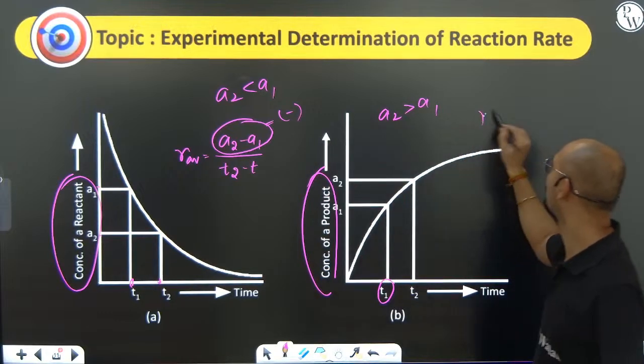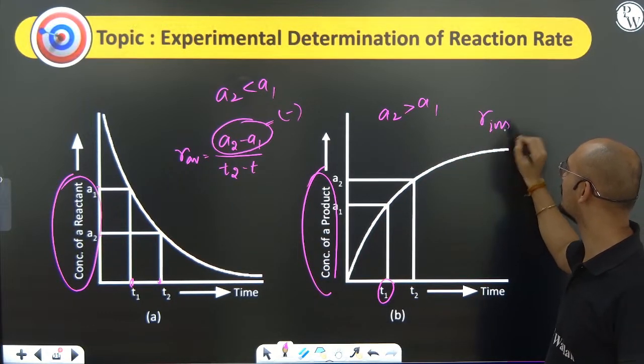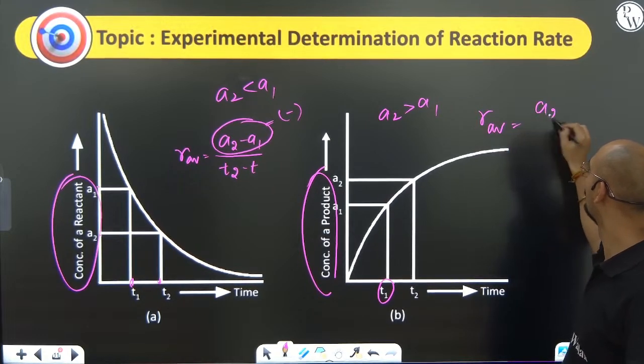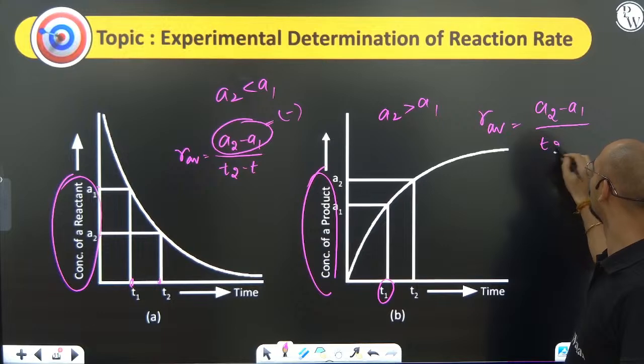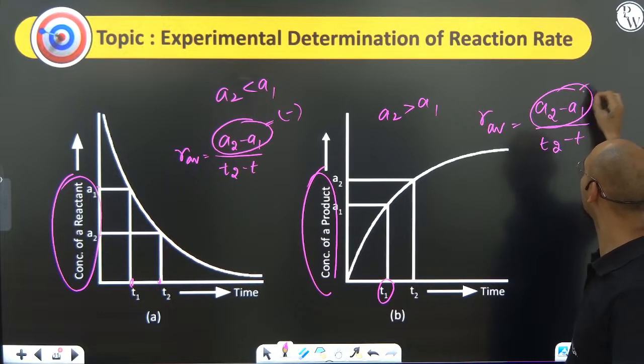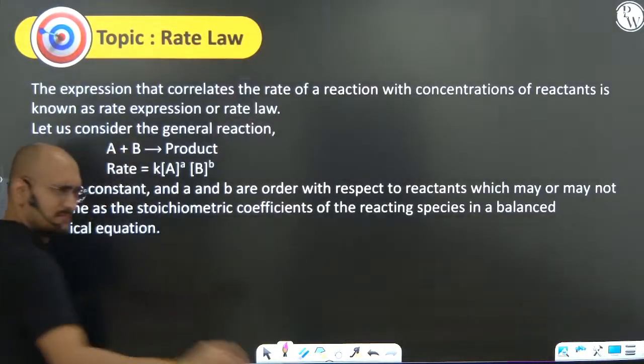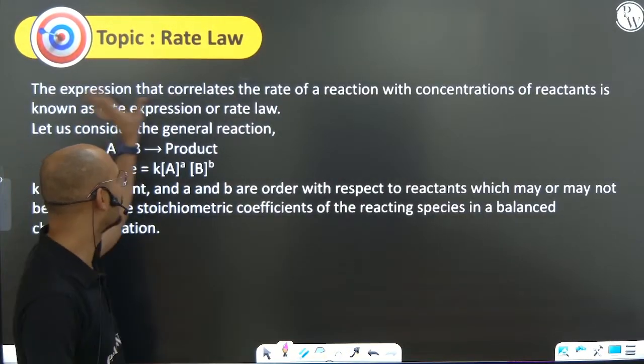But when you talk about R instantaneous, it will be equal to what? R average here will be A2 minus A1 divided by T2 minus T1. But it is a positive value. Not a big deal. You can just see that. Not to think much more about that.